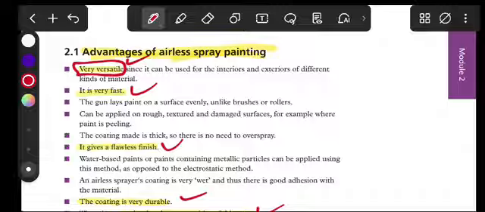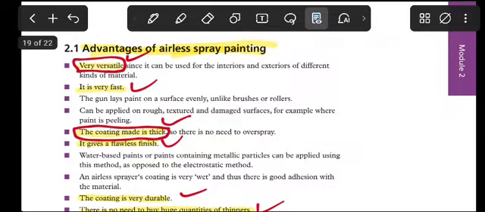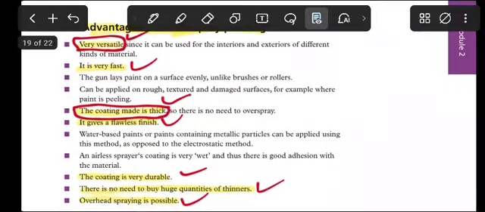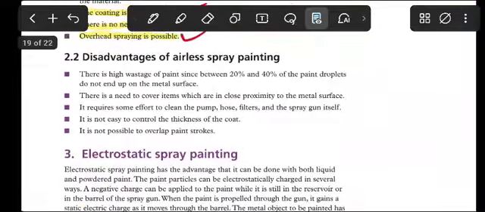Okay. Again, another point: the coating is made thick. You end there on the exam paper. So this is your point. These are your points anyways. If you have the ones that I've highlighted, those are your points. Then you can write those points there. Those are necessary. Then let's check disadvantages.